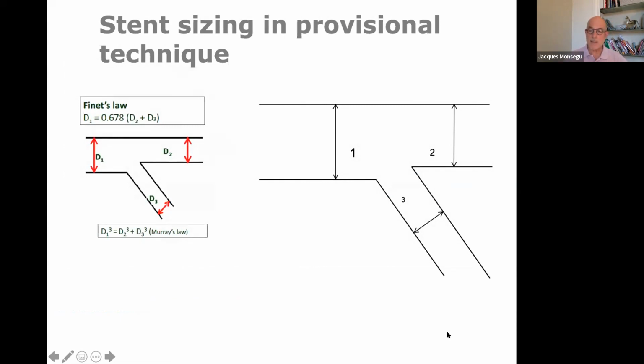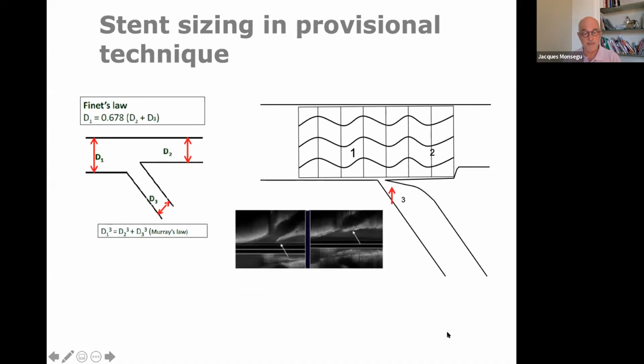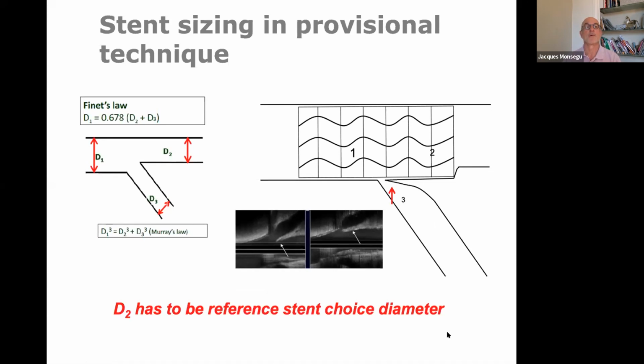If you don't respect this law, the risks are to create a distal dissection and mostly to shift the carina onto the side branch, with the risk of occlusion, of course. So in your stent choice, the distal diameter of the main vessel has to be the reference for stent diameter choice. This is the first message that I want to share with you.